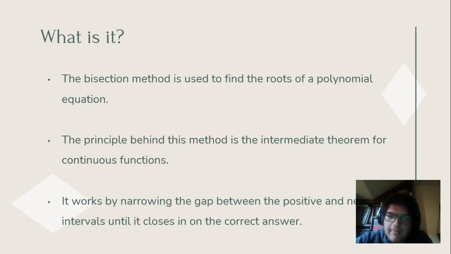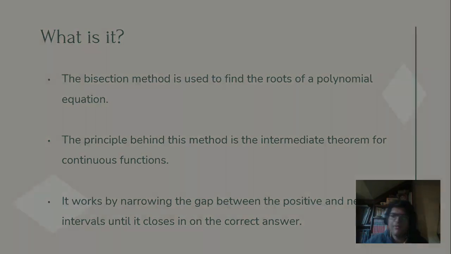This works by narrowing the gap between the positive and the negative intervals until it closes in on the correct answer. But how does it narrow the gap? Well, by taking the average of the positive and negative intervals, as we mentioned before. The bisection method is also known as the interval halving method, root finding method, binary search method, or the economy method. And looking at the whole process, it is relatively simple, but it is relatively slow as well.